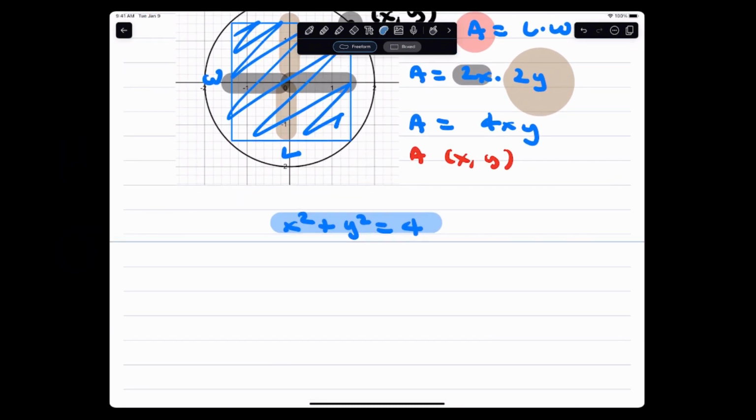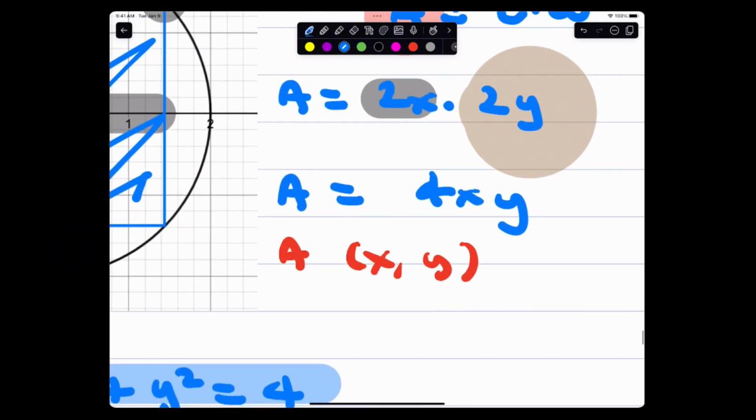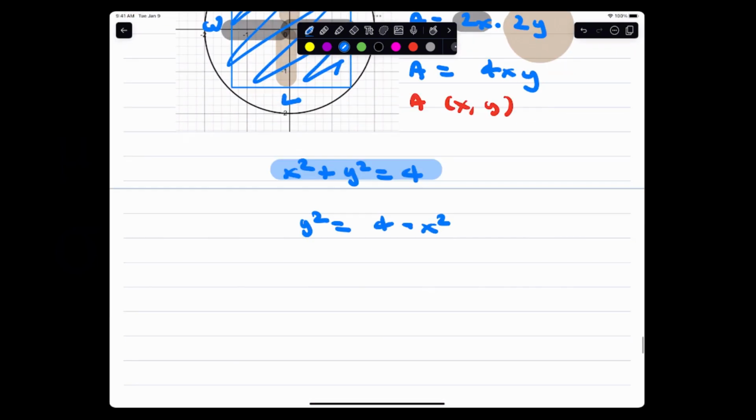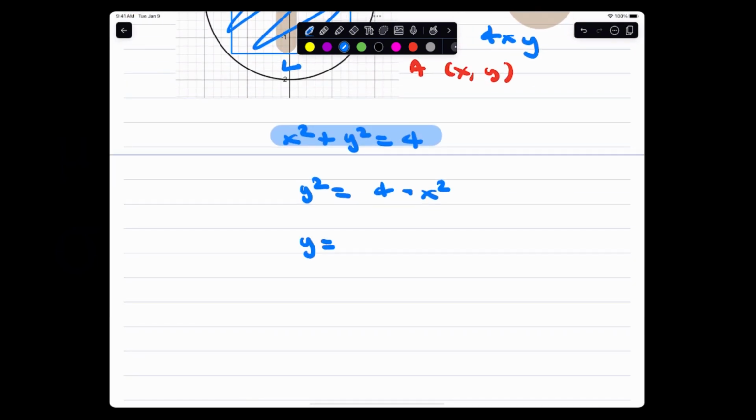So I might be interested now in doing this and solving for y. So this means y squared will be 4 minus x squared. And then you got a problem here, ladies and gentlemen, because your area formula doesn't have a y squared. It has just a y. So you might say, well, what does that even mean? Well, that means y is plus or minus square root of 4 minus x squared. Okay? And then you say, well, what does that mean? Which one do you use? The plus or minus?